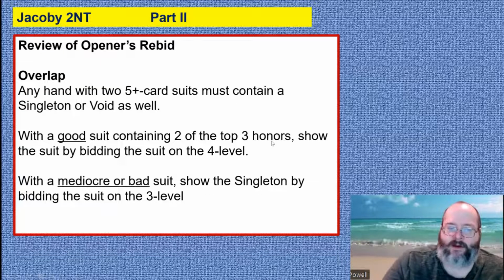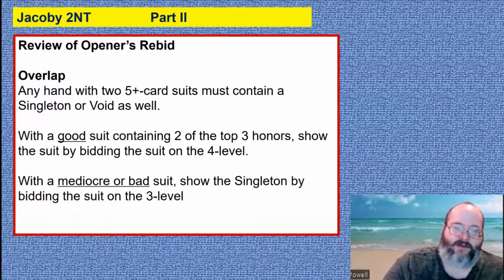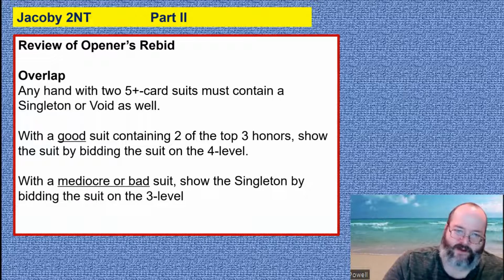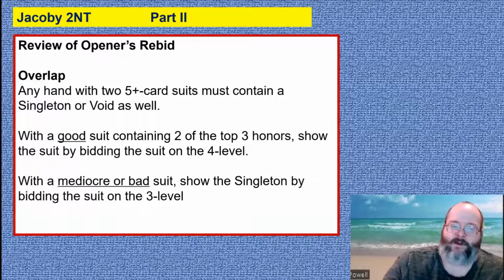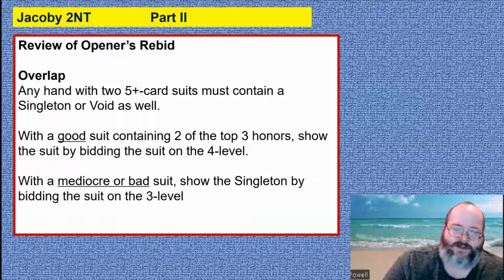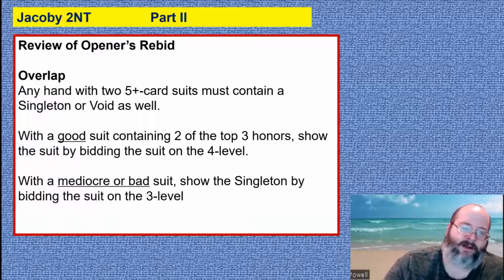Overlap: any hand containing 2 5-card suits must have a singleton or void as well. 2 5-card suits, that's 10 of your 13 cards. There's only 3 left. So the only possible distributions are 3-1, 2-1, or 3-0. So you must have a singleton or void.